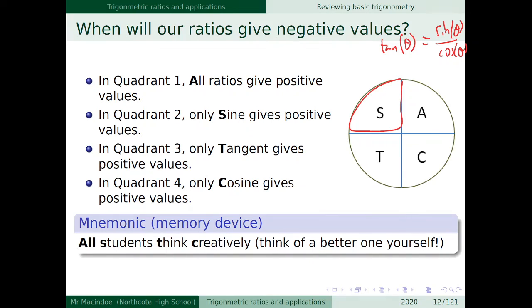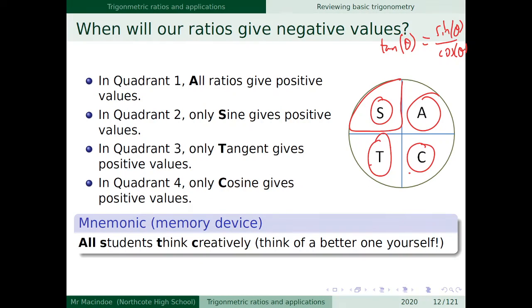Now you could follow that logic through in the other quadrants and realize where each of them is going to be positive. Here everything's going to be positive, in the second quadrant just sine, in the third quadrant just tan, because you've got a negative divided by a negative, and here you've got just cos being positive. Now, there are a couple of ways to remember that.